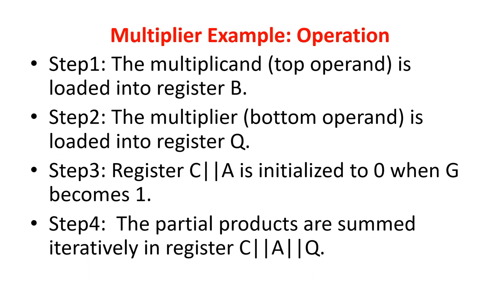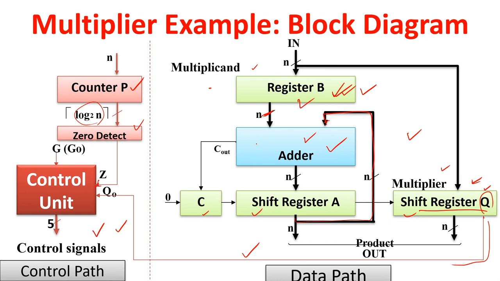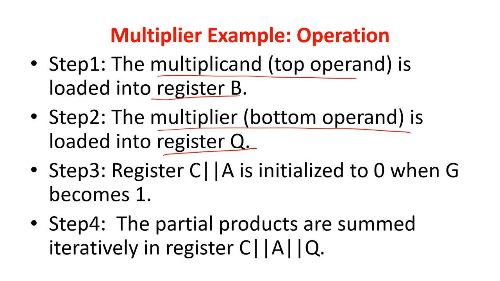So, in this multiplier, what operations do we do? In step 1, the multiplicand is loaded into register B, and the multiplier is loaded into register Q. So, in this case Q is the multiplier, and this is the multiplicand that gets loaded. Step 3 is register CA is initialized to 0, and G becomes 1. So, whenever G becomes 1, it gets initialized.